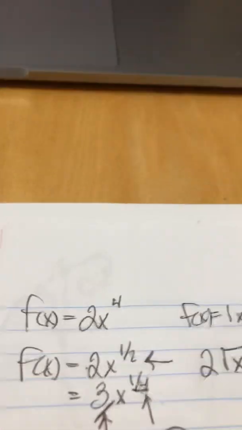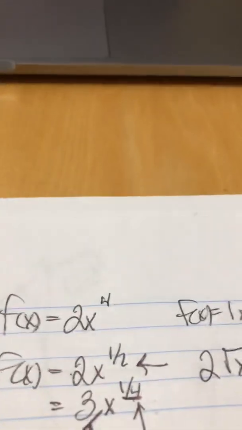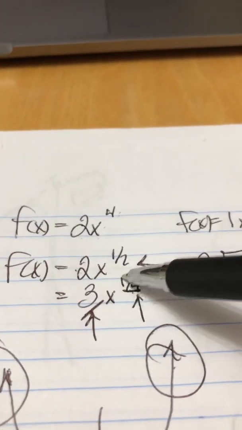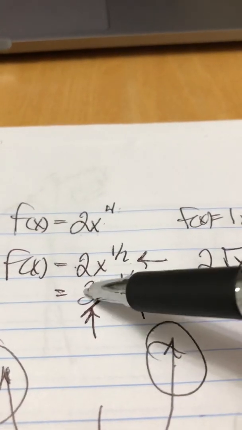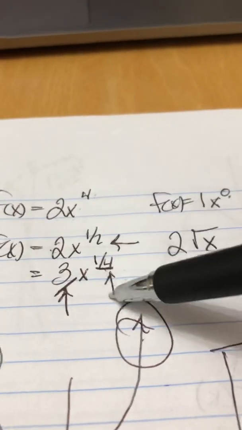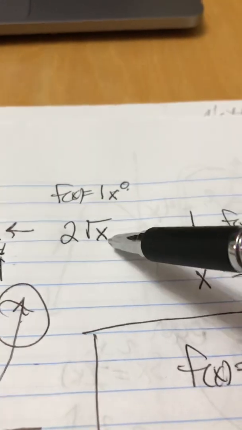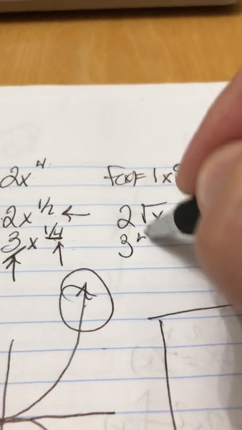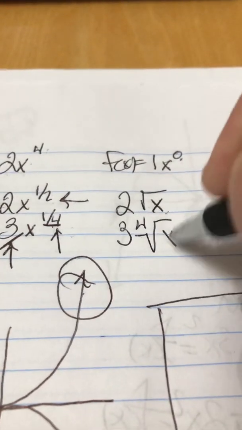So we are dealing with power functions and polynomial functions. Power functions are functions that look like 2x to the fourth, or 2x to the 1/2 power, or 3x to the 1/4 power. The 3 is the coefficient, the 2 is the coefficient. The power is the real number exponent. And if you see something like 2x to the 1/2, you might see it as 2 times the square root of x. This would be 3 times the 4th root of x.